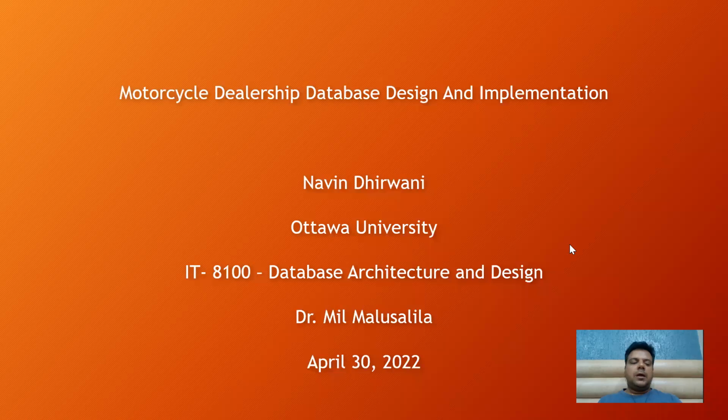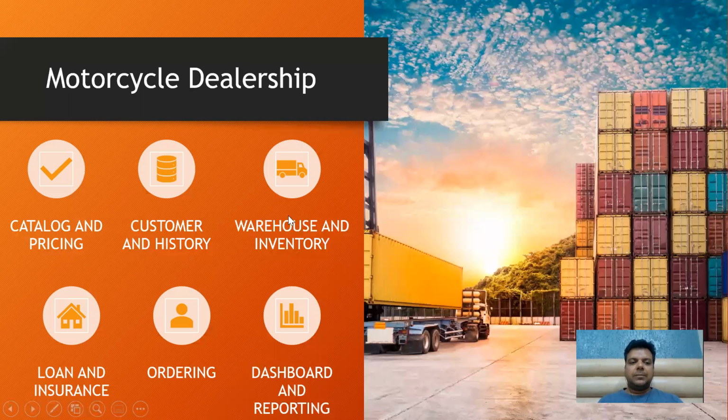Hello, everyone, and welcome to the presentation on the local motorcycle dealership, where we will talk about the database design and its implementation. So, for the local motorcycle dealership, they basically want a catalog and a pricing view, where they can insert the data into these tables and manage it; the customer and its history, along with the warehouse, where the warehouses are located, and the inventory that is present in the warehouse; the loan and insurance.